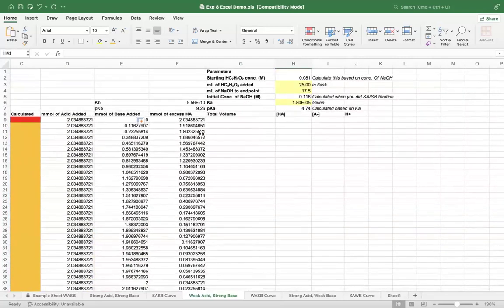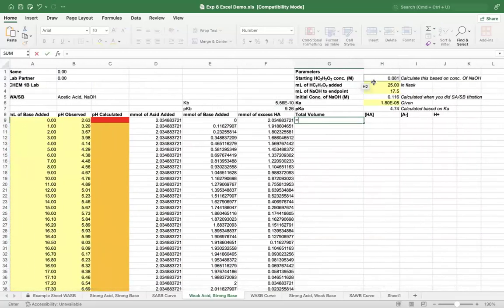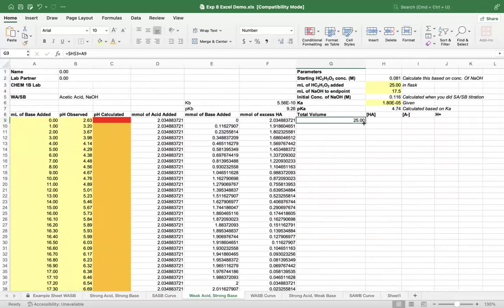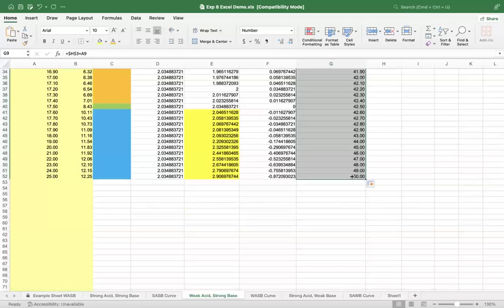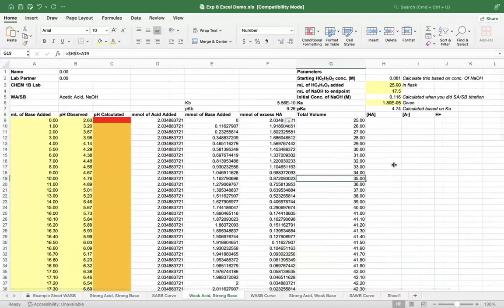Oh yeah, way premature. Total volume is going to be equal to the original volume, which is 25, absolute referenced, plus the amount added, so column A. And we, again, can drag that all the way down. So now we have our way of calculating molarity from the final volume. All right, and here we go.